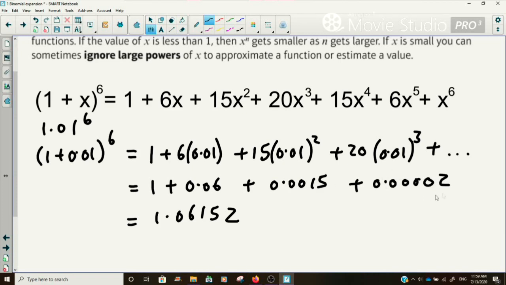Now if we only wanted accuracy to 3 decimal places or 4 significant figures, then we certainly wouldn't need the fourth term. We may not even need this third term. So, calculating an estimate for 1.01 to the power of 6, we can get away with the first 3 terms and produce a reasonably accurate answer.